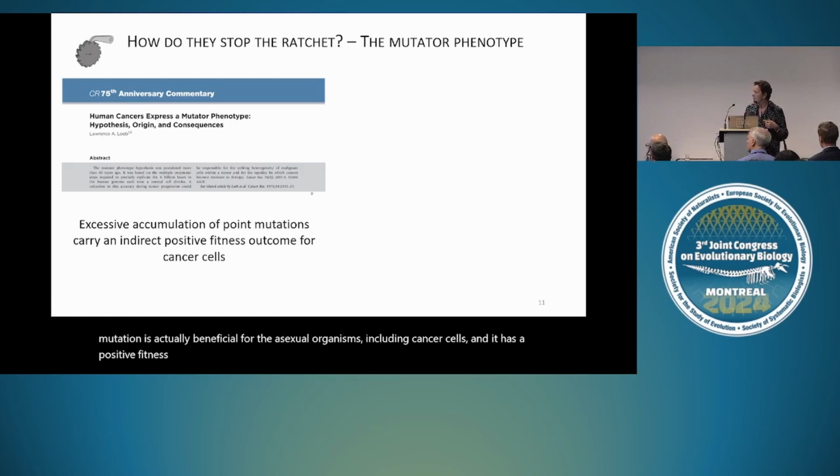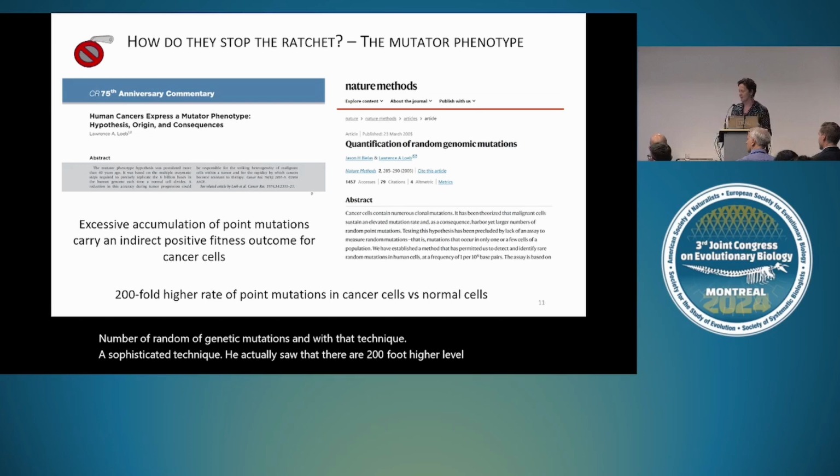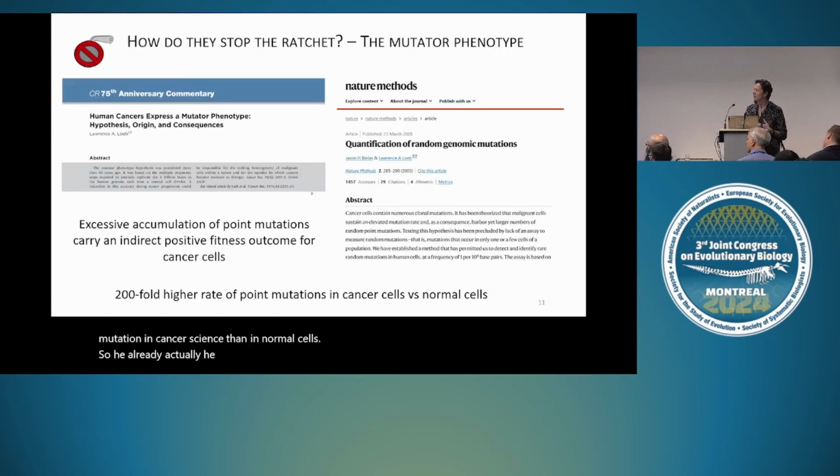So this was in the 70s, and then 30 or 40 years later, he, with another colleague, developed a technique to measure the number of random genetic mutations. With that sophisticated technique, he saw that there is a 200-fold higher level of point mutation in cancer cells than in normal cells. So he came up with the mutator phenotype idea and theory, that having a mutator phenotype is actually beneficial for cancer cells.